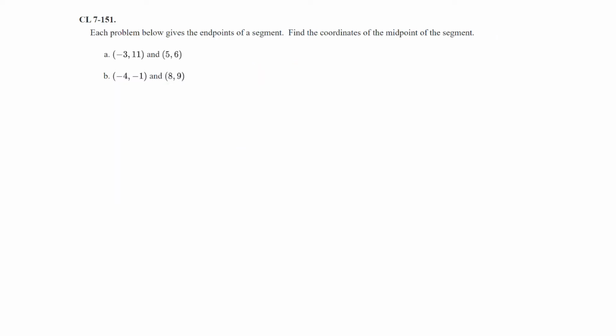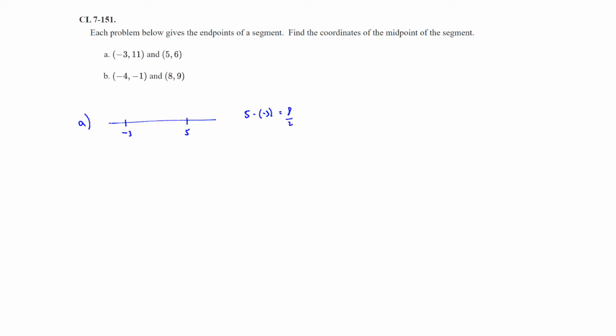Problem 151. Each problem below gives the endpoints of a segment. Find the coordinates of the midpoint of that segment. Once again, lots of different ways we can look at this. The way the book approaches it is to think, okay, I'm going from negative 3 to 5. Just to give you a visual if you're struggling a little bit, negative 3 to 5. What's that total distance? Well, that total distance is 8. And you can find the total distance by taking the larger number minus the smaller. And so that's 8. And then we want to cut it in half.